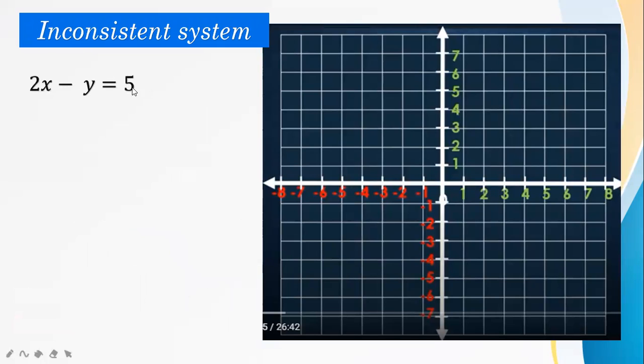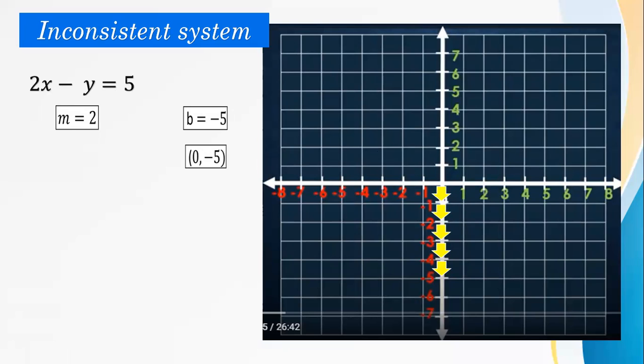So the first equation, we have 2x minus y equals 5. So this will be the slope of this equation and the y-intercept. First, using the y-intercept, we have 0 and negative 5. That will be your y-intercept, wherein your x is 0. So we move 5 units below the x-axis. So 1, 2, 3, 4, then 5. So this will be your point.